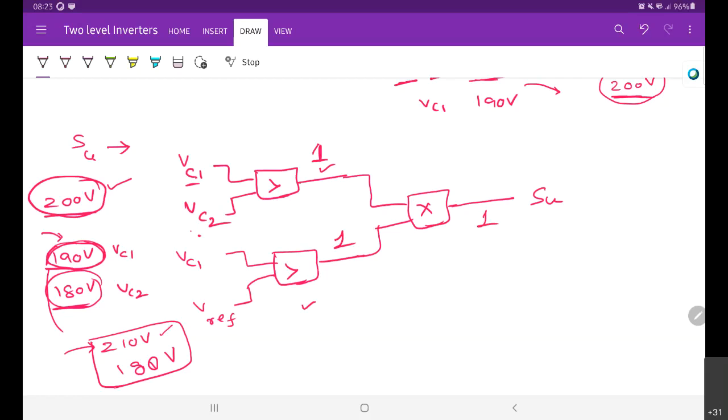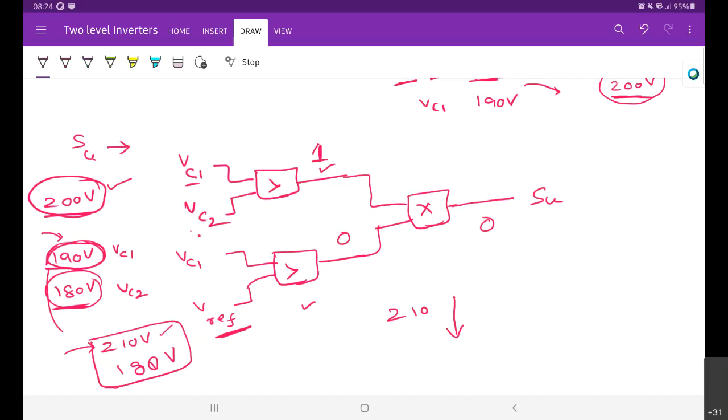How long will it be on? This capacitor voltage, this 210 volts, is gradually decreasing. At a certain point of time it reaches V reference, and when it is less than 200, at that point this will become 0. So now the overall output will be 0. Clear? Is it clear?